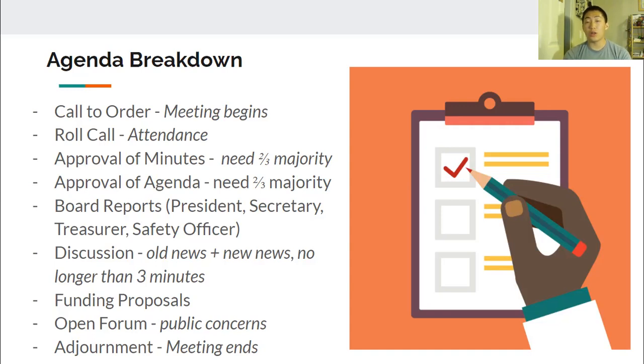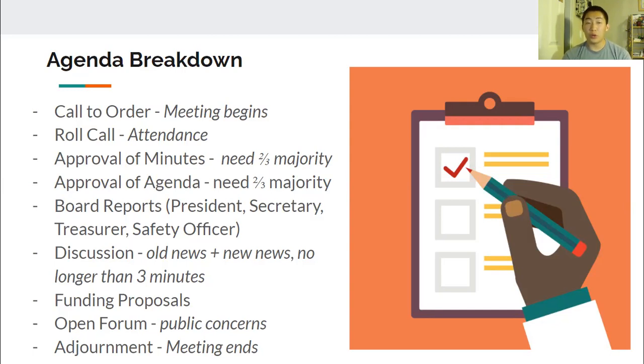Roll call is just calling for attendance of the officers and any of the clubs that are there, especially if it's our SEC general meetings. The approval of the minutes, which you will need a 2/3 majority for, and also the approval of the agenda, which you will also need a 2/3 majority for.